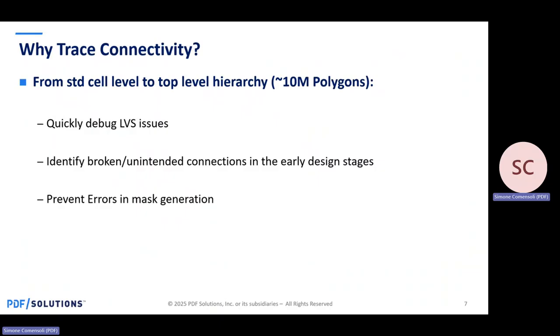It can, of course, save time by catching problems before they become harder to fix. So here a typical example are LVS issues. Those start from subtle problems like missing vias or misaligned shapes, leading to broken or unintended connections. Tracking connectivity makes it easier to identify such issues at an early stage, and it could also help prevent errors in the final mask by ensuring that the logical intent is respected.